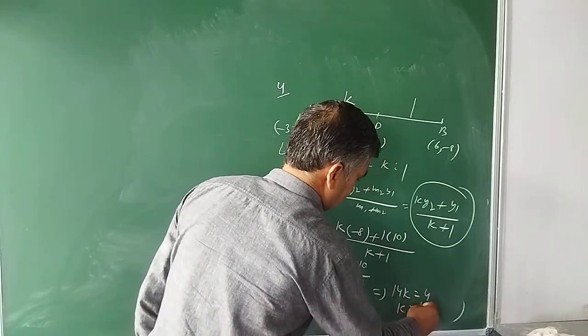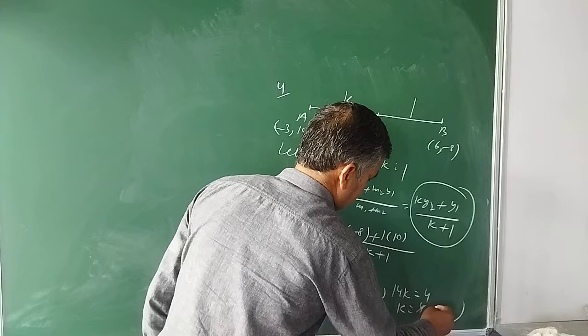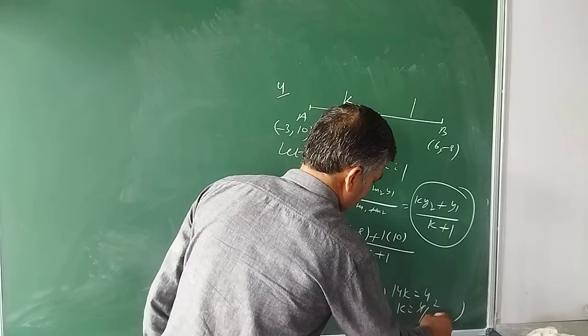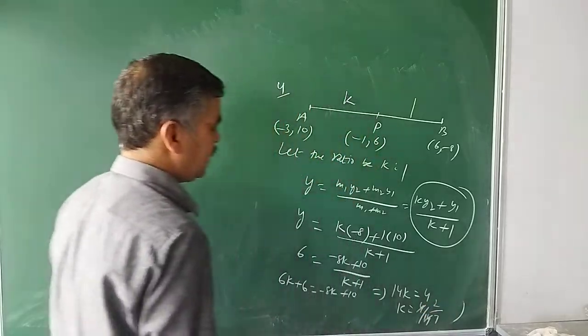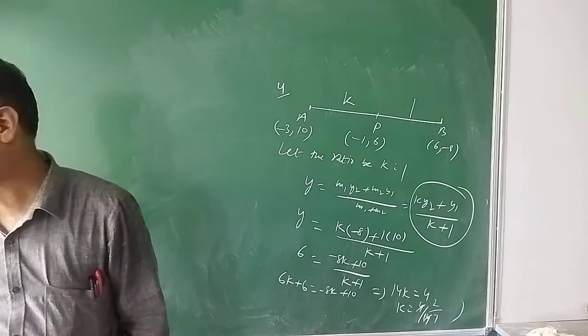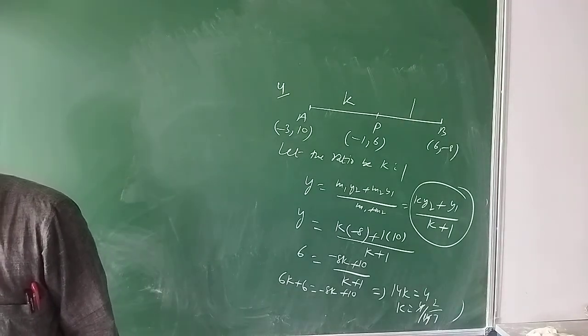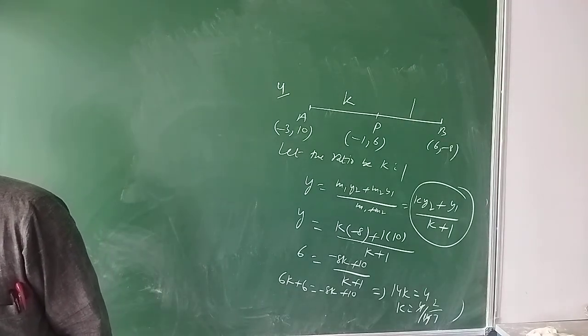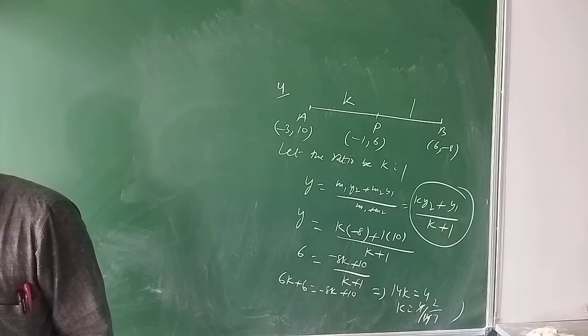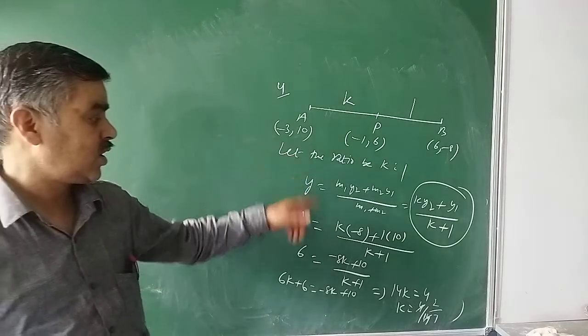And k is equal to 4 upon 14, that is equal to 2:7. So please check the answer for this. 2:7 will be the answer, as I introduced this k method.